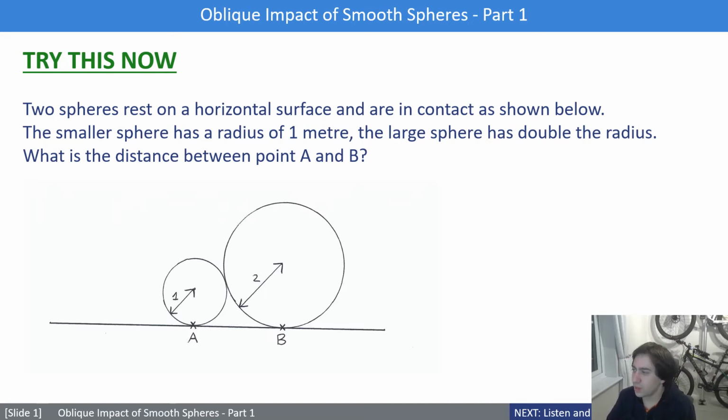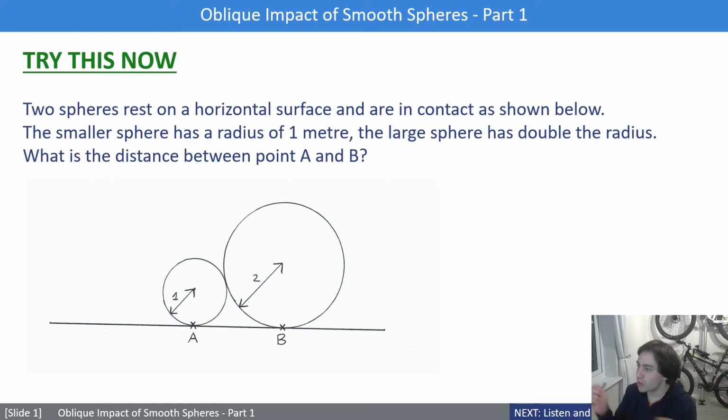So rather than thinking about two objects being particles when they hit and not thinking about their physicality, we're going to now extend that to considering smooth spheres. So it's still a big simplification. They're smooth, they're spherical, but it's a situation which is then a little bit more complex than a particle.